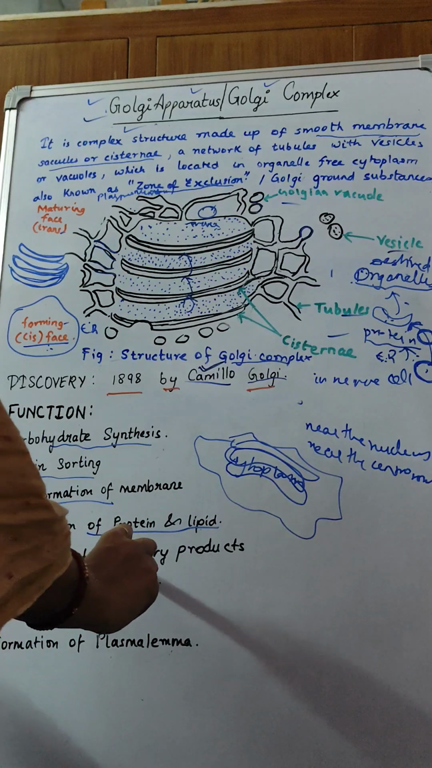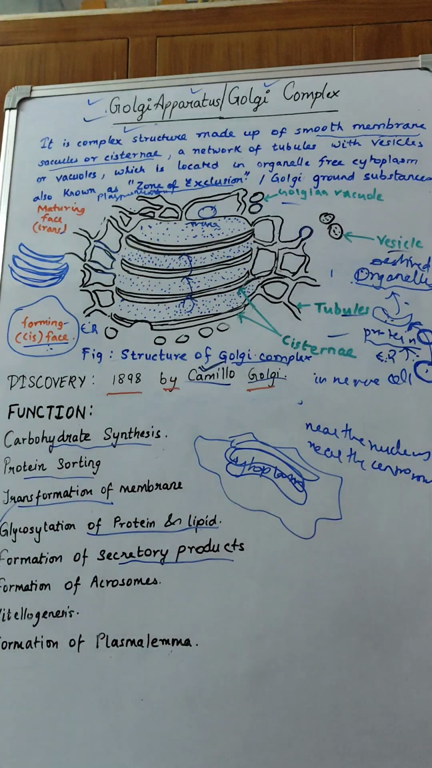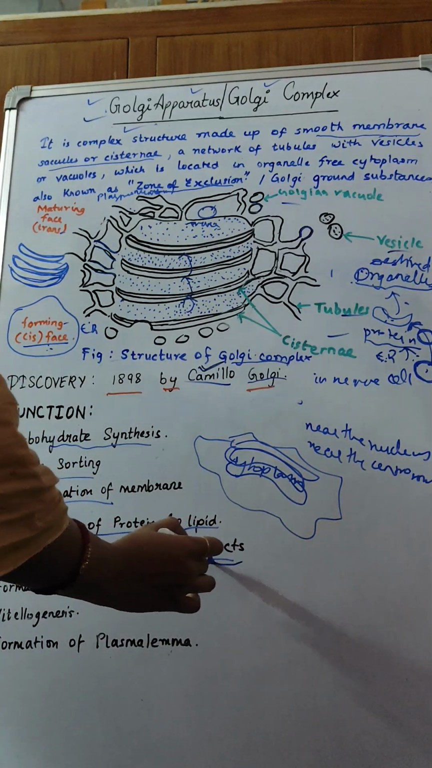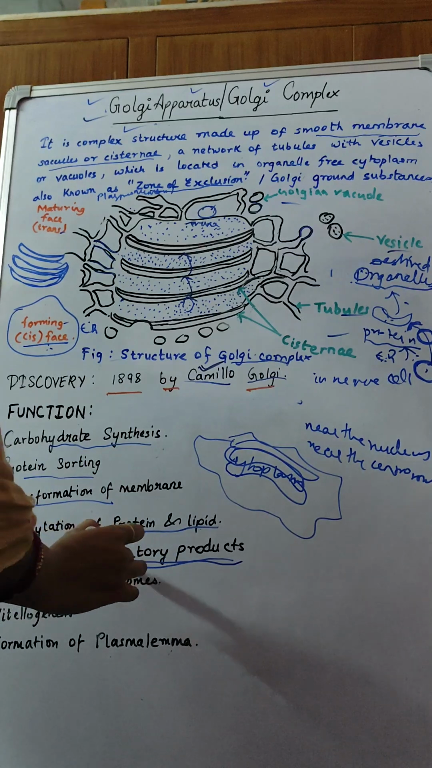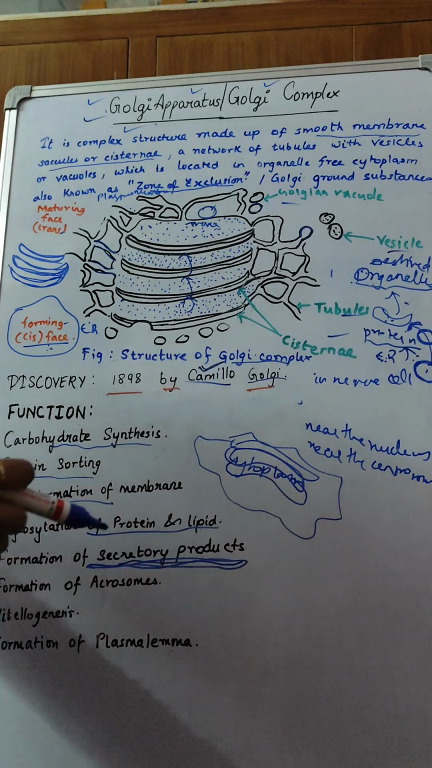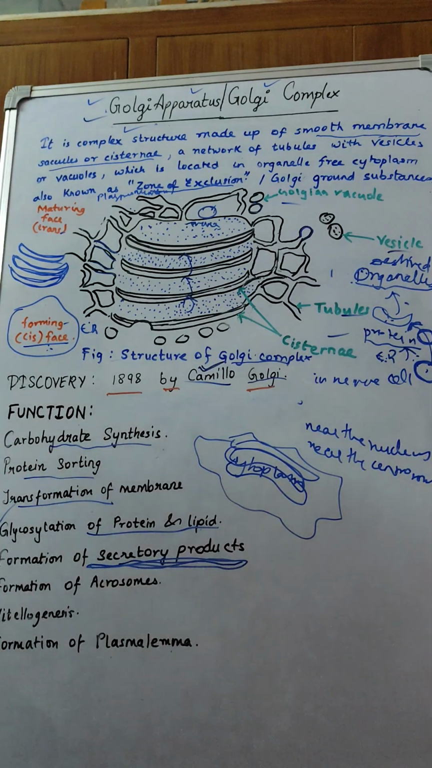Next are many secretory products, like different hormones of the endocrine system. They are produced by cells which have a large number of Golgi apparatus or Golgi stacks. Why? Because due to the presence of the Golgi apparatus, they are able to form more and more secretory products. So in glandular cells, a large number of Golgi stacks are observed.